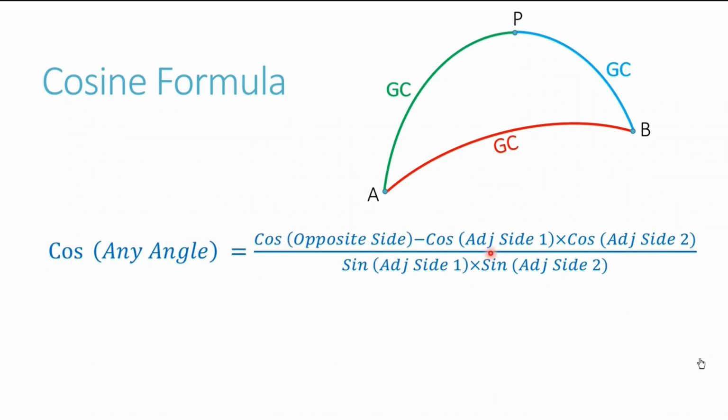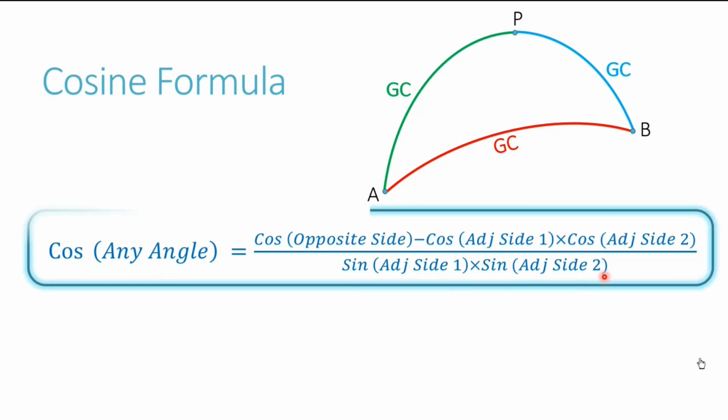So you have opposite side, then adjacent side, again adjacent side and adjacent side in the denominator. So it tells us that if we have all the three sides of this triangle available to us, we can calculate any of the angles of this spherical triangle.